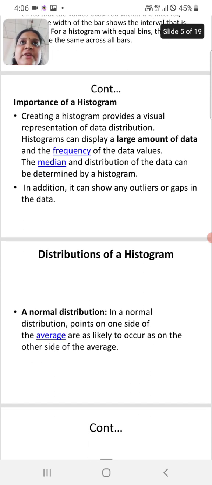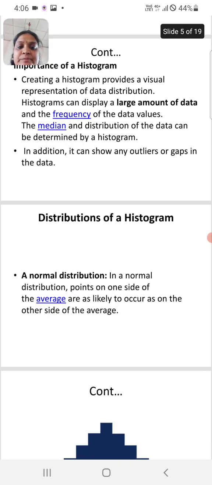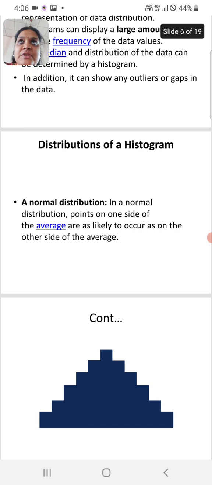And the next is why we need a histogram. Why we actually create a histogram is that if we have a large amount of data, we normally use a histogram to represent the frequency of the data values. And here we can also determine the median and distribution of the data with the histogram. In addition, it will show the outliers of the data, or if we have any gaps, it will show them like that.